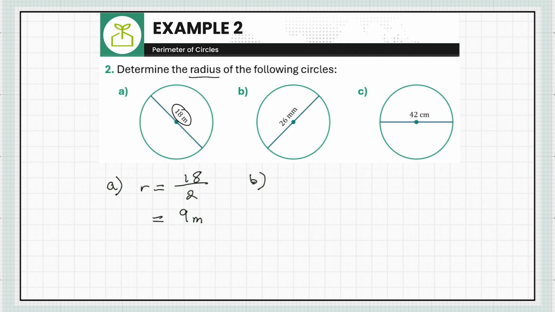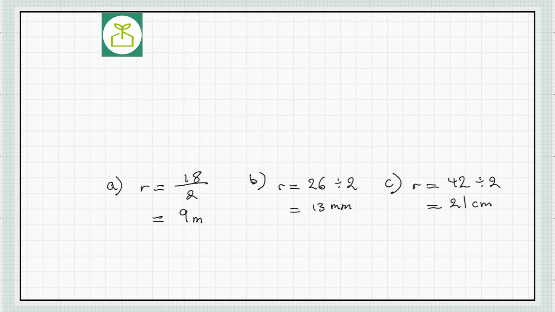For part B, we have a diameter of 26 millimeters, so our radius is going to be equal to 26 divided by 2. And that just equals 13 millimeters. For C, we have a diameter of 42 centimeters, so our radius is going to be equal to 42 divided by 2, which is equal to 21 centimeters.